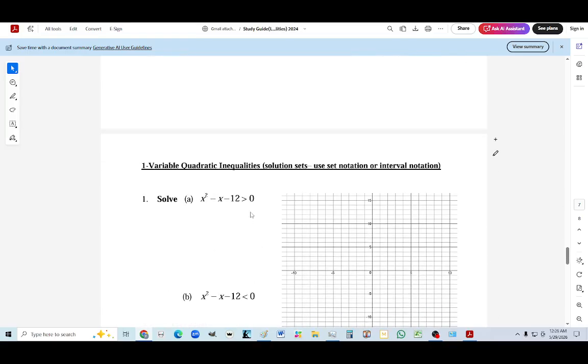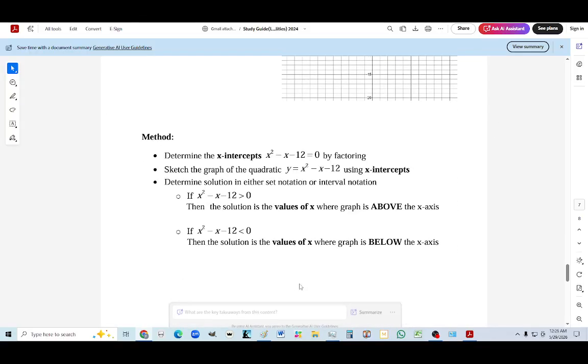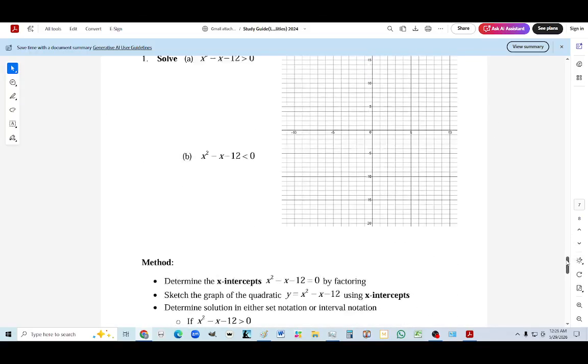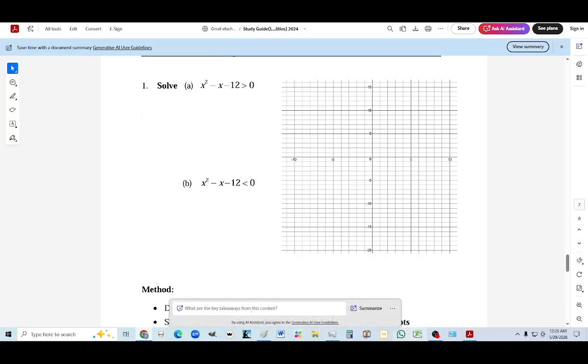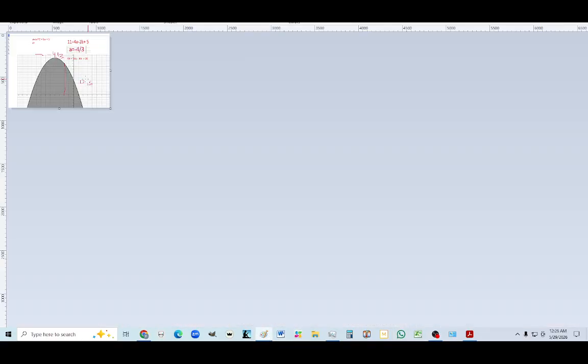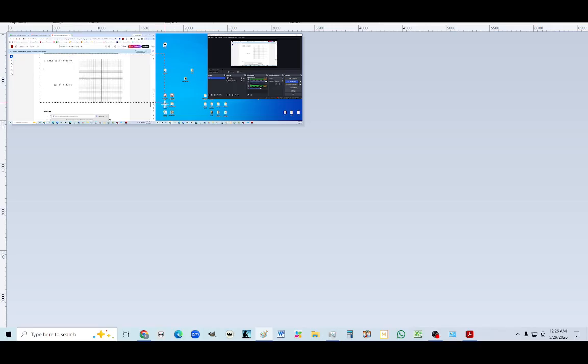Here's something interesting. They want to know when this is below 0. Well, for that, you just need the x-intercepts. So first they ask when it's above 0, and then they ask when it is below 0. So they say factored, find the x-intercepts. This is a more common question.